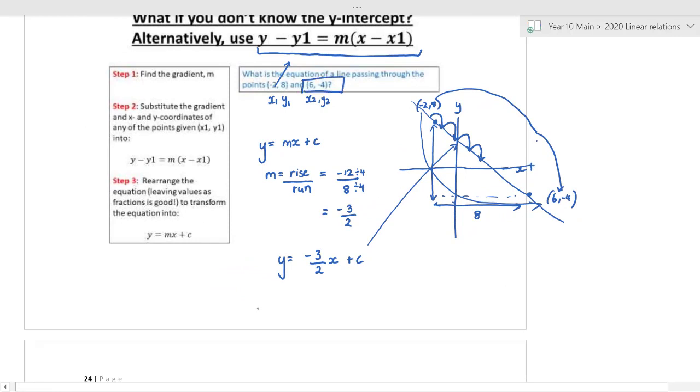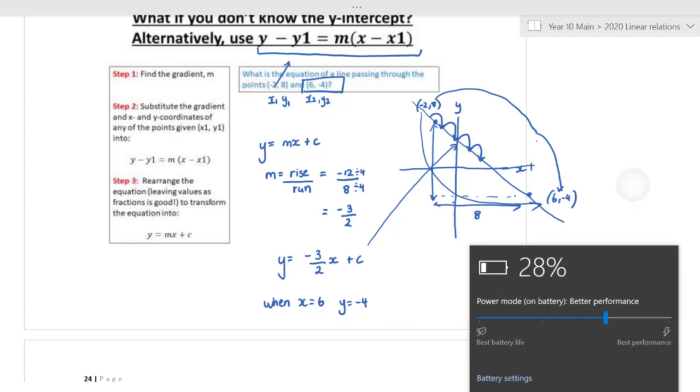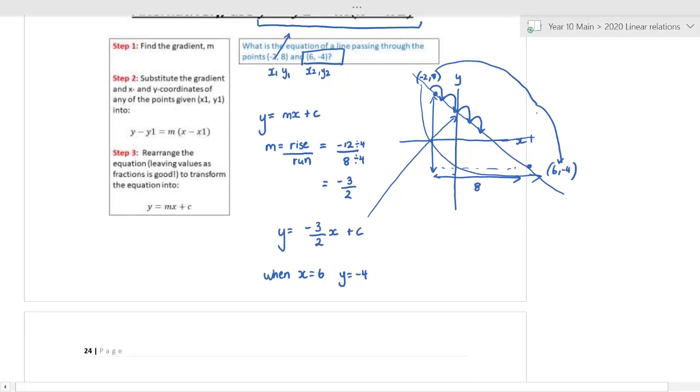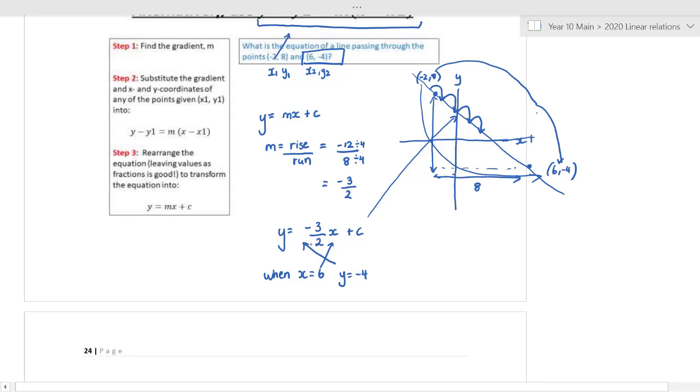okay? So when x is equal to 6, then y is equal to -4. And what we're going to do is we're going to do that to find c. Okay, so let's substitute these points. X is now 6. Y is now -4. Let's go and throw those in. -4 is equal to -3 on 2 times 6 plus c.